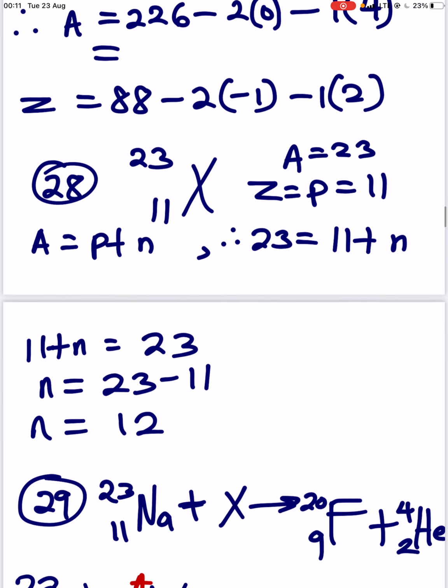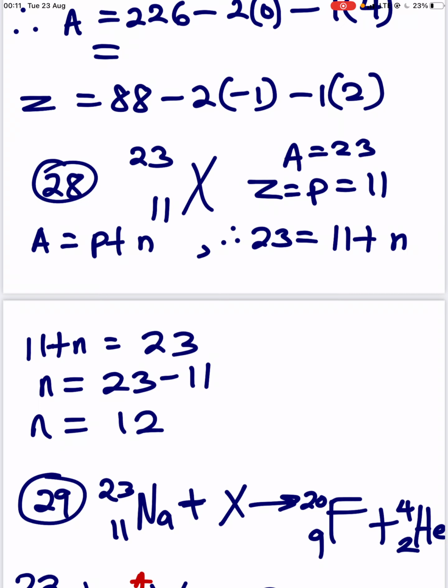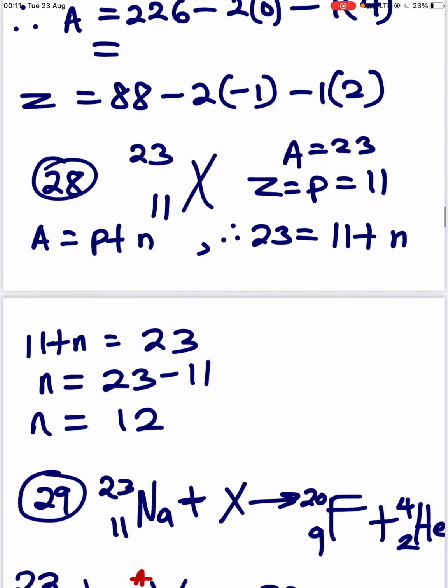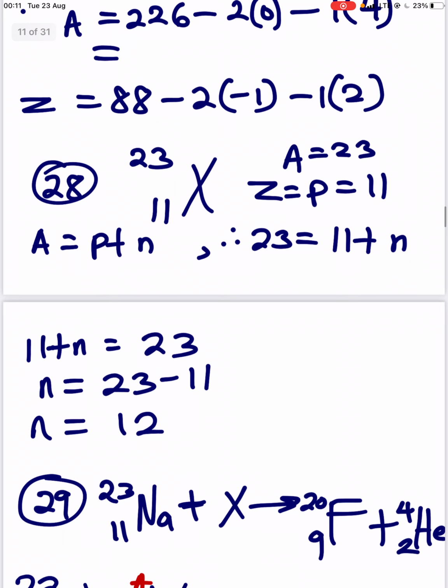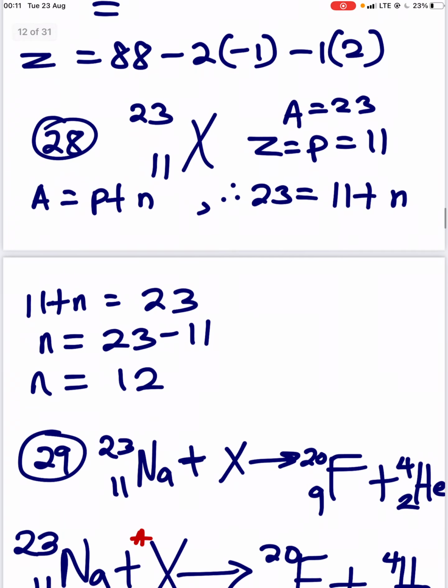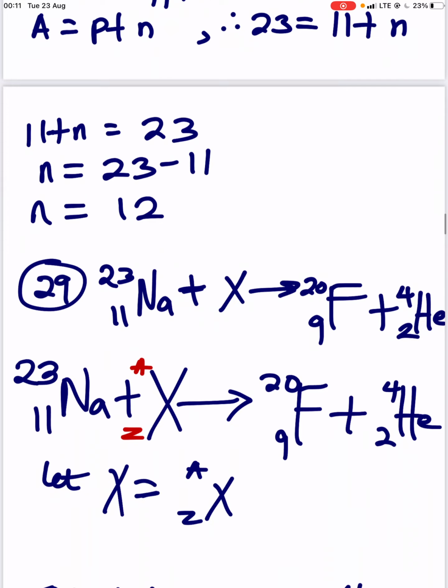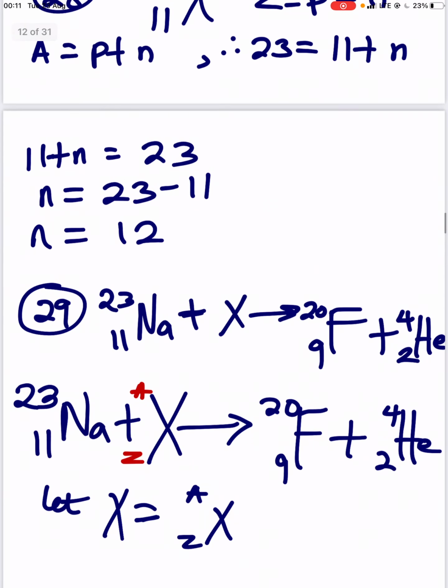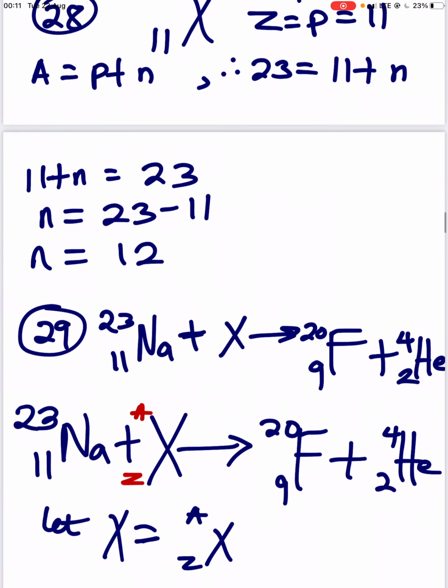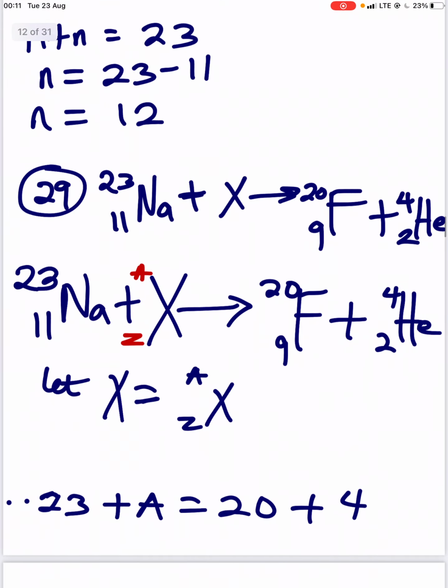In question 28, X is 23-11. That's most likely a sodium atom or nucleus. So that means the mass number is 23 and Z, which is equal to P, the number of protons, is 11. If the mass number is P plus N, number of protons plus neutrons, that means 23 is equal to 11 plus N, and the number of neutrons is 12. As you can see here, you rearrange, you get 12 for the number of neutrons.